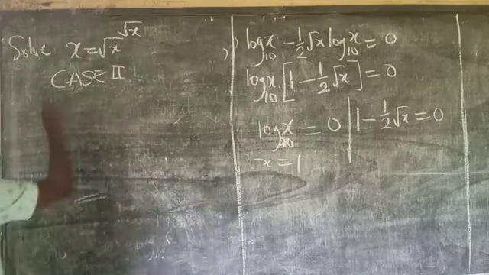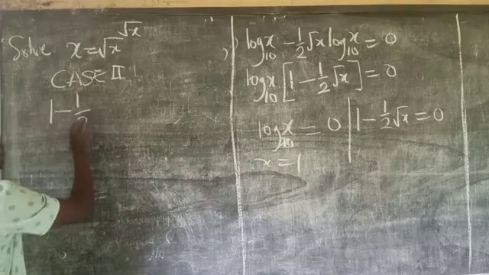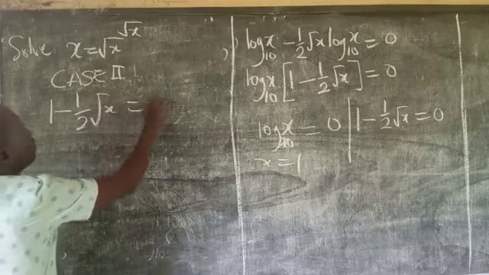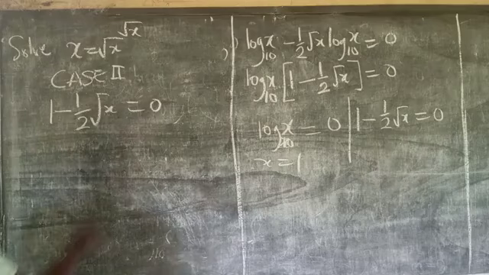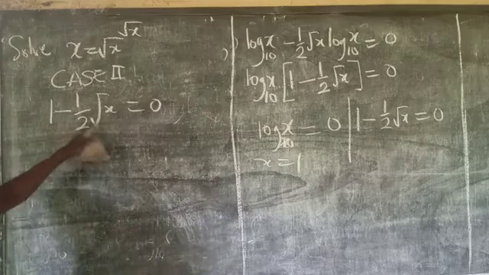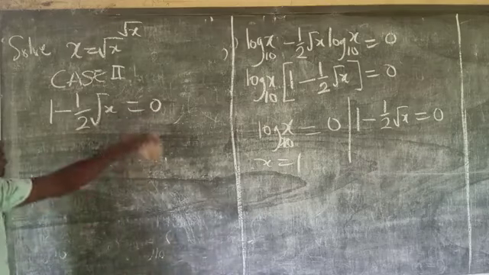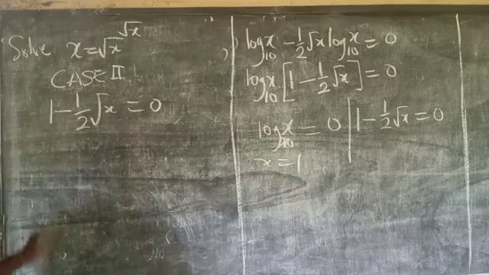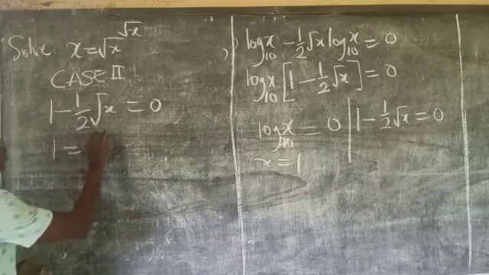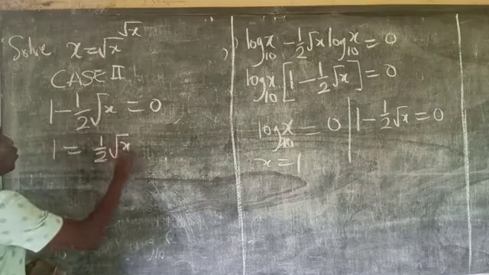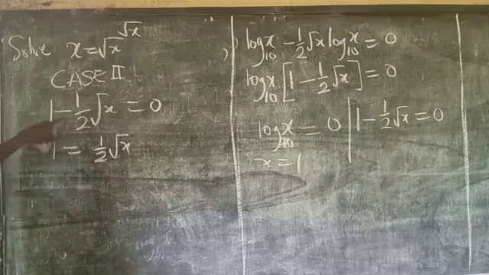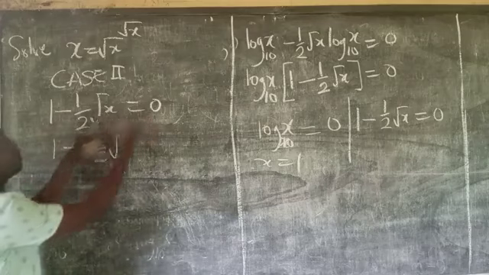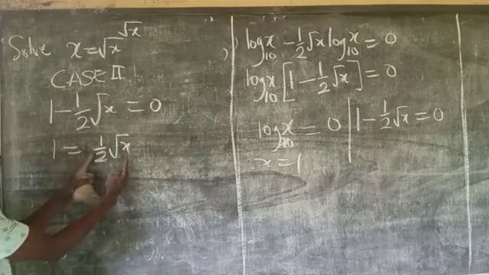Case 2, 1 minus 1 over 2 root s equals 0. So how do we handle this? We can either say, let's take the term that contains s to one side, and let the constant be on its own side. So that means 1 will be equal to 1 over 2 root s. The minus sign has vanished. You see that? Because we move the entire term to the other side and it becomes positive.